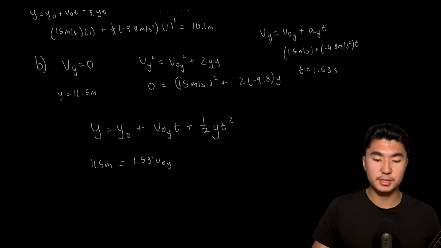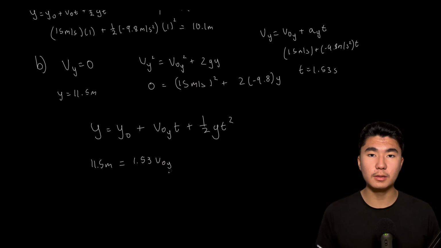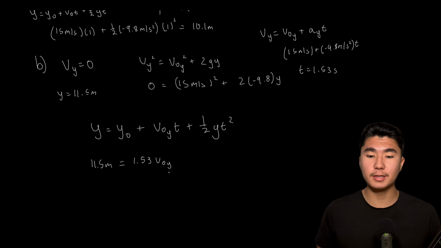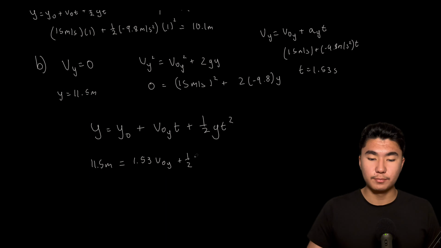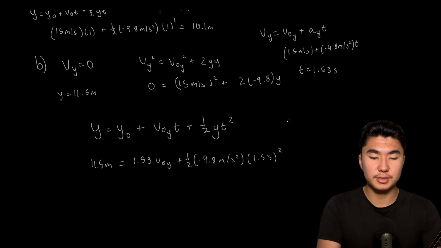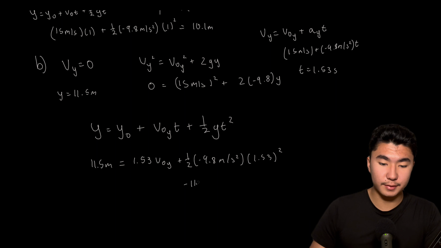1.53 velocity initial. So we're trying to find our velocity initial just to double check that if this number is 15 meters per second, then we know that our maximum height is indeed 11.5 meters, and our time at that maximum height is 1.53 seconds. This is 1/2 negative 9.8 meters per second squared, and this is going to be 1.53 squared. And let's do that math real quick. So over here on the left side, we're going to get negative 11.47, and this is going to be 1.53.